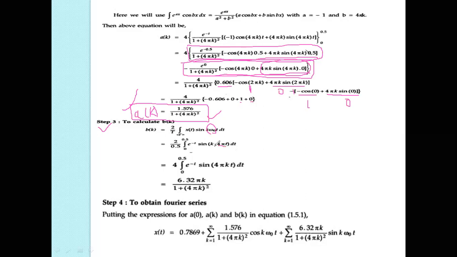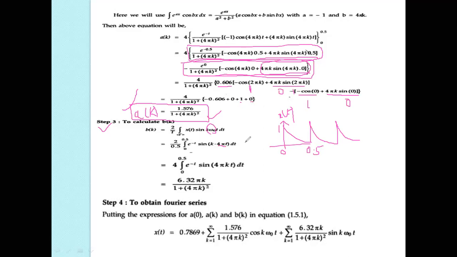K is already there. What is the x of t? e power minus t, and the limitations is from 0 to 0.5 as given of exponential signal, and the remaining is a periodic signal. So 0 to 0.5, and the value is 1 and x of t, as a periodic signal, it is repeated as of exponentially decaying function. So 2 by 0.5 with the limitations of 0 to 0.5, e power minus t sine 4 pi k t dt.